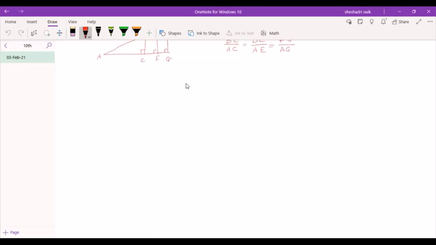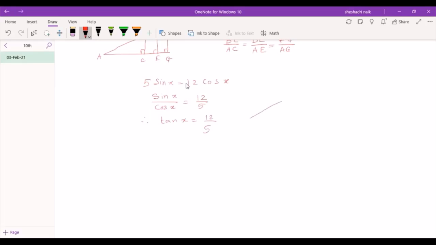एक मिनिट स्टेप्स घेऊ आपण. सांग. 5 sin x is equal to 12 cos x. Then sin by cos is equal to 12 by 5. sin x by cos x is equal to 12 by 5. That is tan x is equal to 12 by 5.